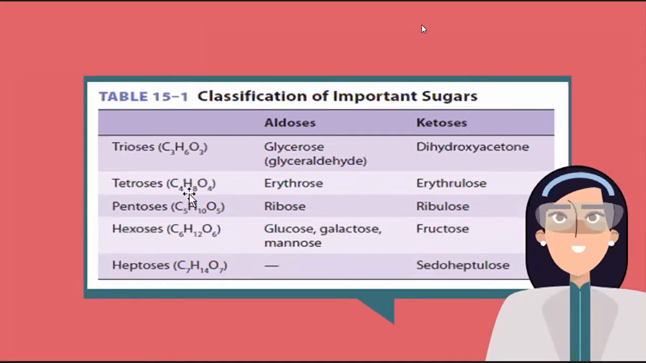Okay, so as you can see here, triose, you have 3 carbons. Tetrose, you have 4 carbons. Pentose, you have 5 carbons. Hexose, you have 6. And heptose, you have 7 carbons. So 3, 4, 5, 6, 7.